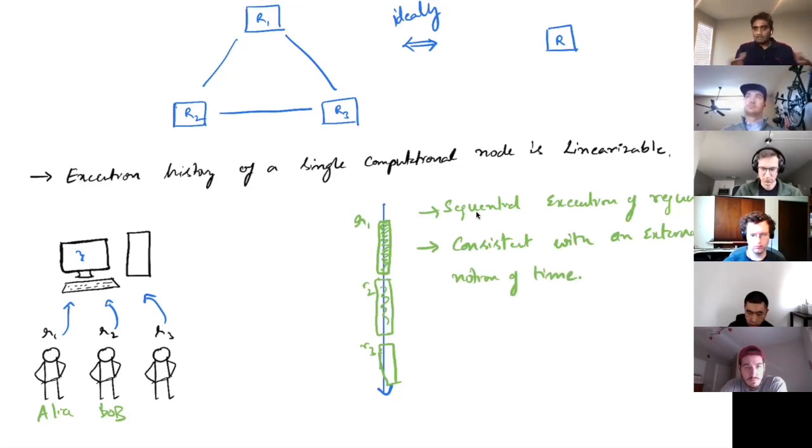So you have 3 requests submitted by different users, and if there is an ordering between the 3 requests in physical time, the ordering is also preserved in the execution history. So the execution history looks like R1, R2, and R3. If R2 was submitted after R1 in real time, then R2 will be executed after R1 in real time, right? So this property is what is known as linearizability.